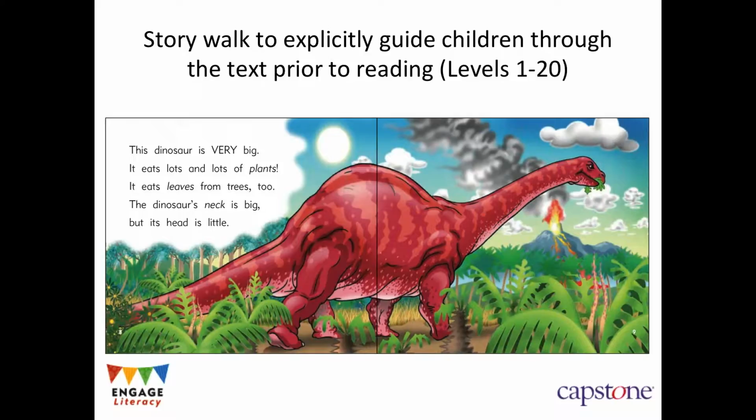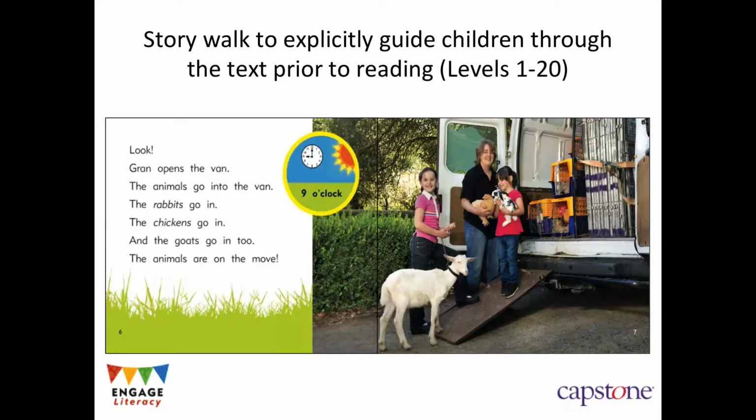You can also highlight vocabulary in the text. For example, this dinosaur is big. Can you find the word big on this page? Continue this for all pages of the text. Once the reader gets to a Level 9 text and beyond, continue to ask questions, but also cue the child into the concepts and the text features.